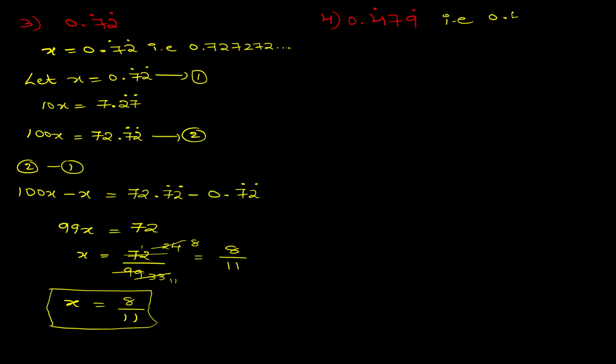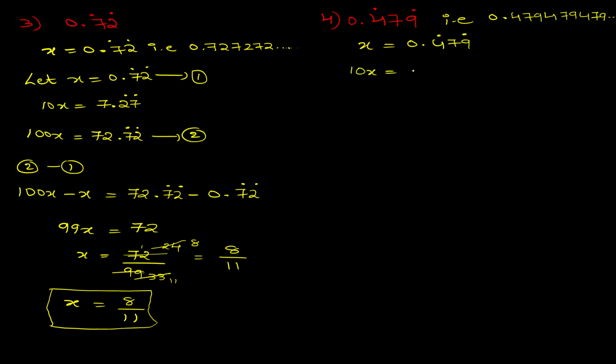So this will be 479, which again starts with 4, again a 7 and a 9, again 4, 7 and a 9, and goes on continuing. So let's see how to solve this. Again, let x is equal to 0.4 dot 7. Yeah. Now let's see by multiplying by 10.